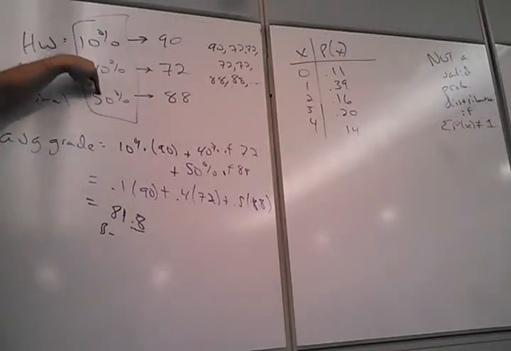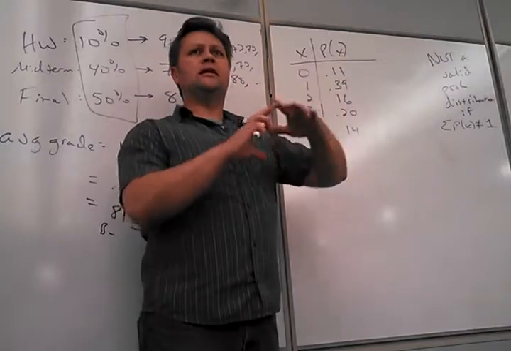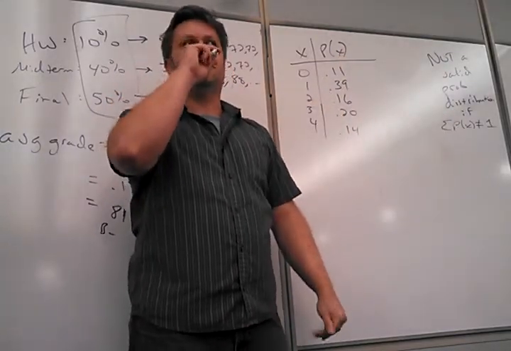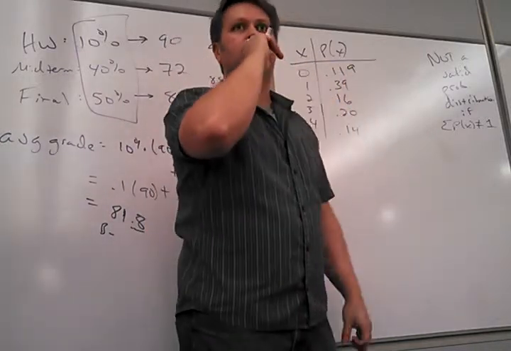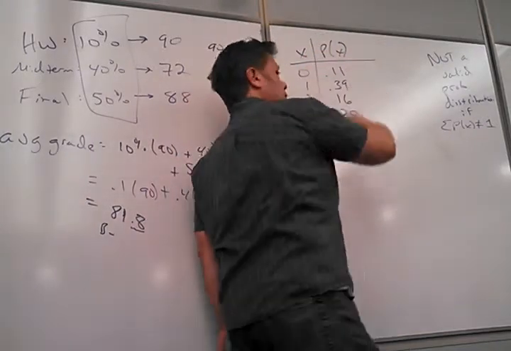81.8. Cool. Which is a B minus, and you can argue with the teacher about that. It's really close, man. Okay, maybe. Okay, not too bad. So that's the first part of section 5.2, is this kind of thing.